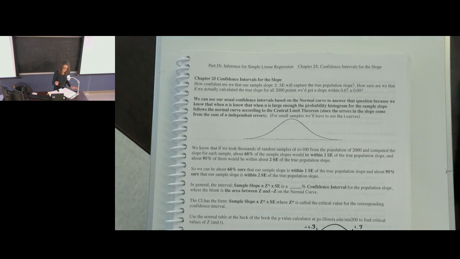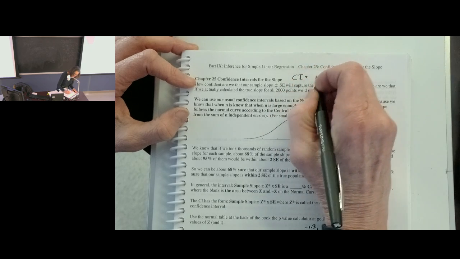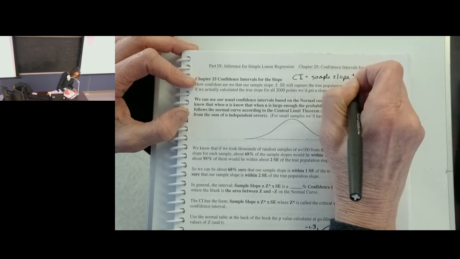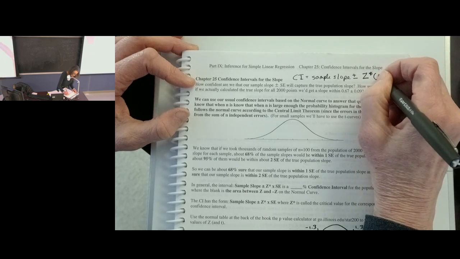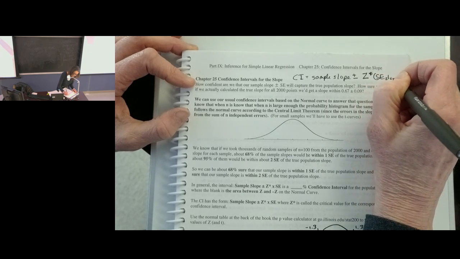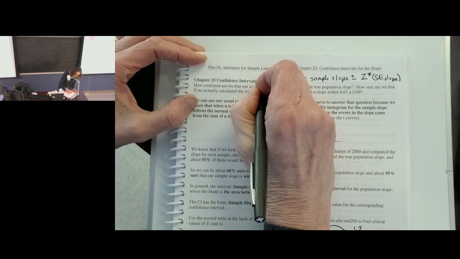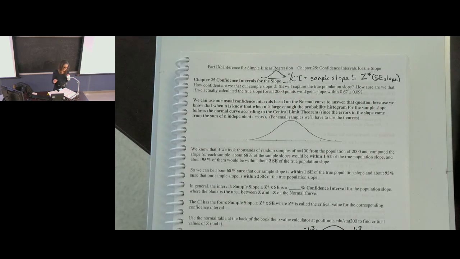So, confidence intervals for the slope. What are we doing? Remember, we're basically saying some confidence interval is going to be the sample slope plus or minus some z star times our standard error for the slope. And that corresponds to some percent confidence. The z star corresponding to whatever percent goes in here. Now, what else do you need to know for this?